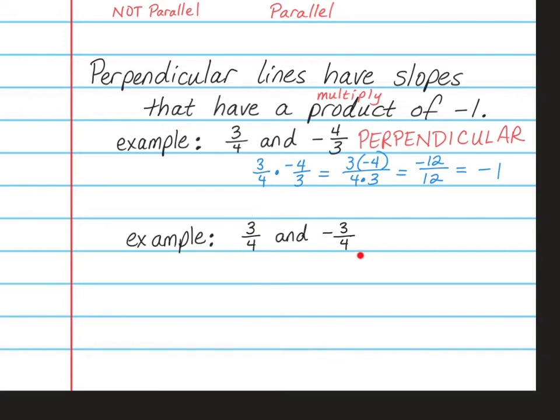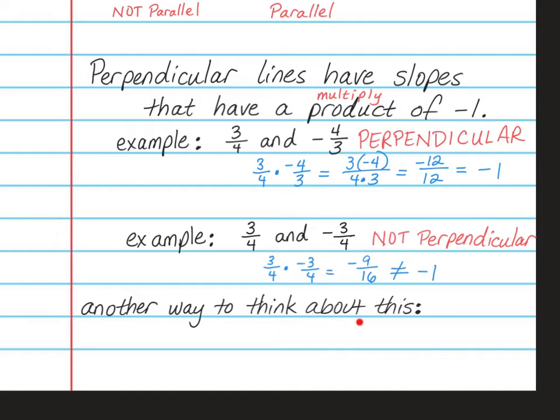Let's try another example. This time I have 3/4 and -3/4. If I multiply those two together, 3/4 multiplied by -3/4, well, 3 times -3 is -9, and 4 times 4 is 16. This is not equal to -1. Therefore, these two lines are not perpendicular.